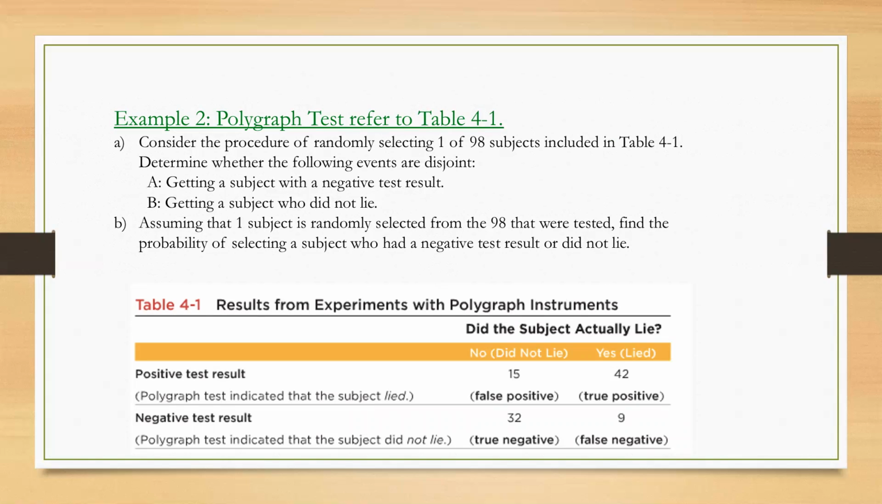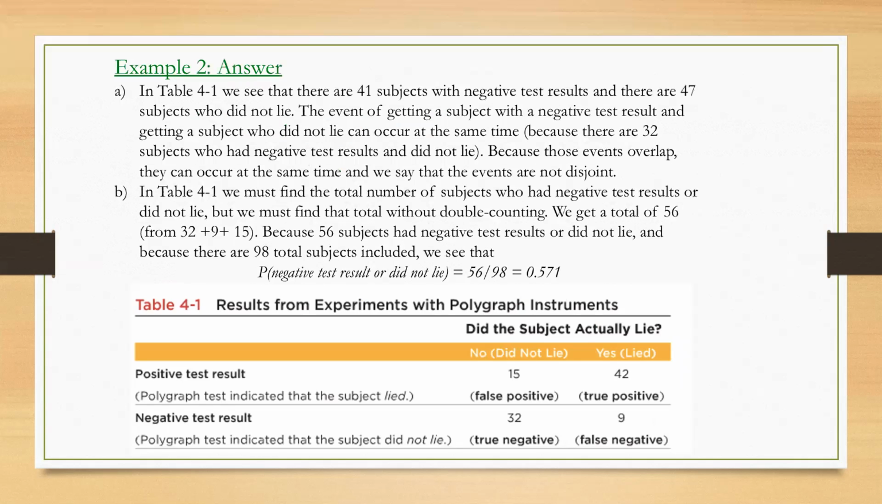Assume that one subject is randomly selected from the 98 that were tested. Find the probability of selecting a subject who had a negative test result or did not lie. So negative would be this probability here. If we sum these together, 41 out of 98. And then did not lie is this total right here. So we add these two together, but we would have double counted 32. So that's why you'd subtract it off. In other words, you could have 15 plus 32 plus 9, and that'll give you the total in the numerator, and then you divide that by 98. Just like I said, you can see that there.